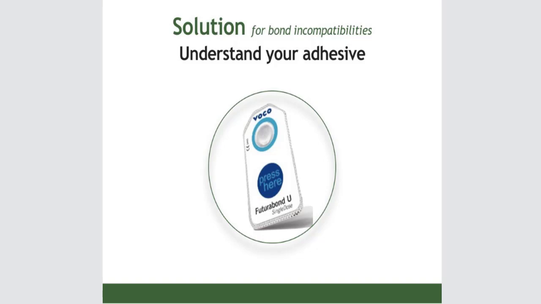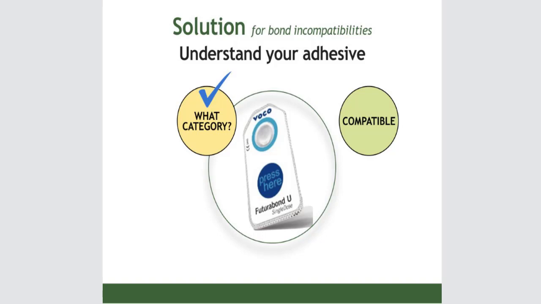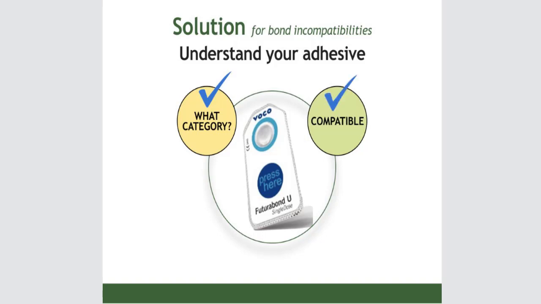So the question is, what category of adhesive is it? And I'd like you to do this with whatever adhesive you're using. You want to ask these questions. What category of adhesive is it? Well, I think this is a self-etch, 6th generation or 2-part system. And is it compatible with my dual and self-cure resin cements? Yes, it's compatible. And actually it's dark cure.